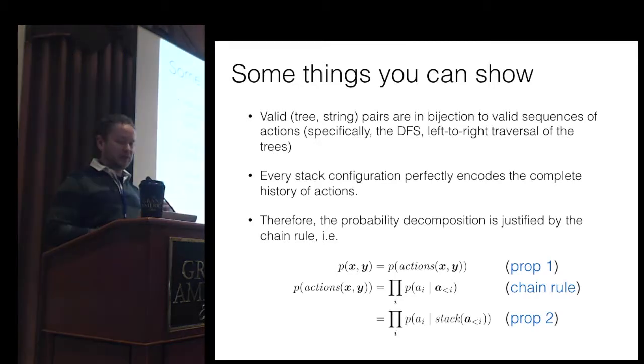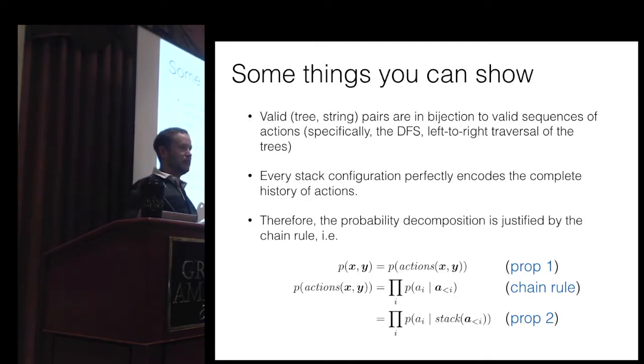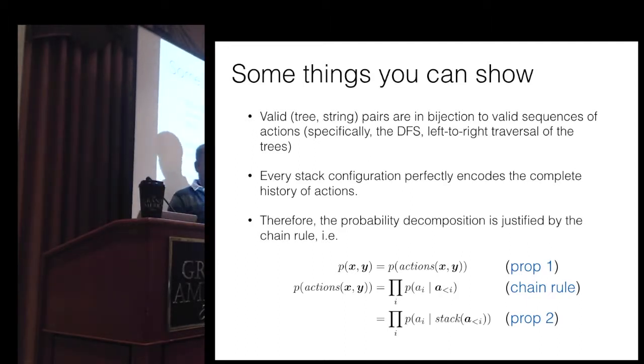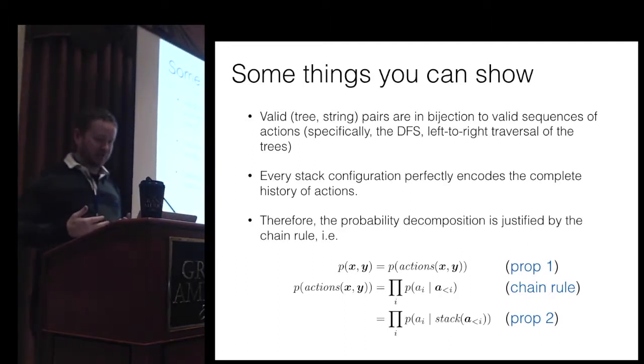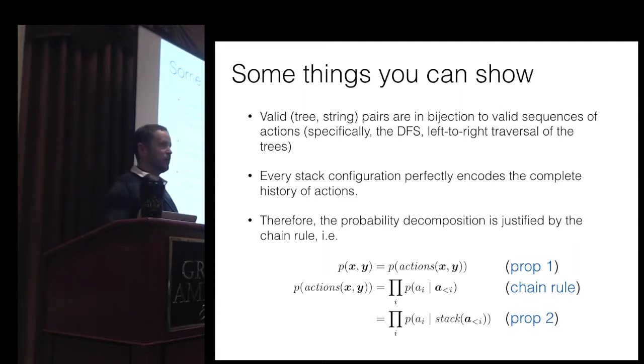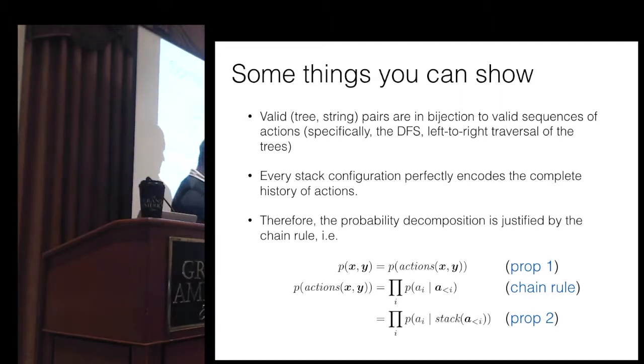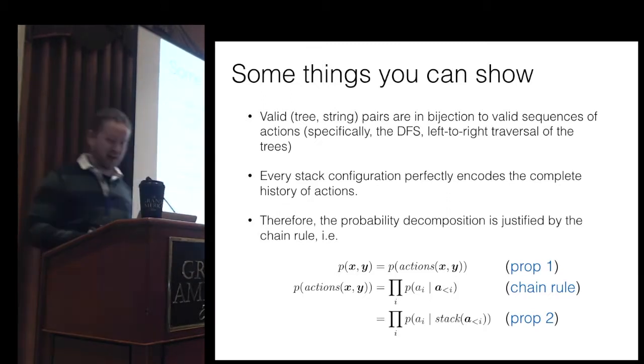So therefore, we can decompose the probability as follows. The joint distribution of a string of terminals and a particular tree y is just the probability of the sequence of actions. Then we can use the chain rule to model each subsequent action conditional on all of the actions that came before. We can also invoke the second proposition, that the probability of an action at any time is just conditional on the stack structure that we're building, because that stack perfectly encodes the history of actions.